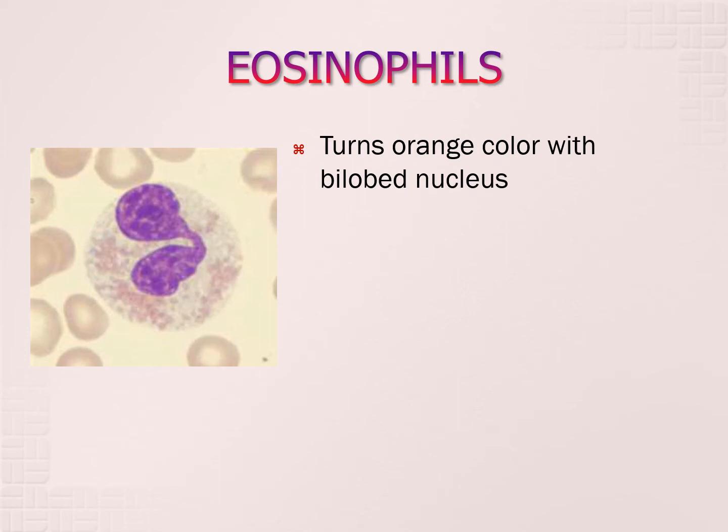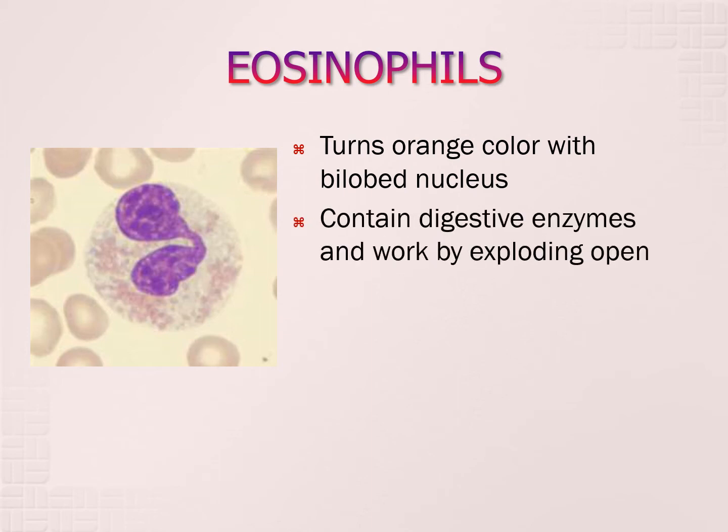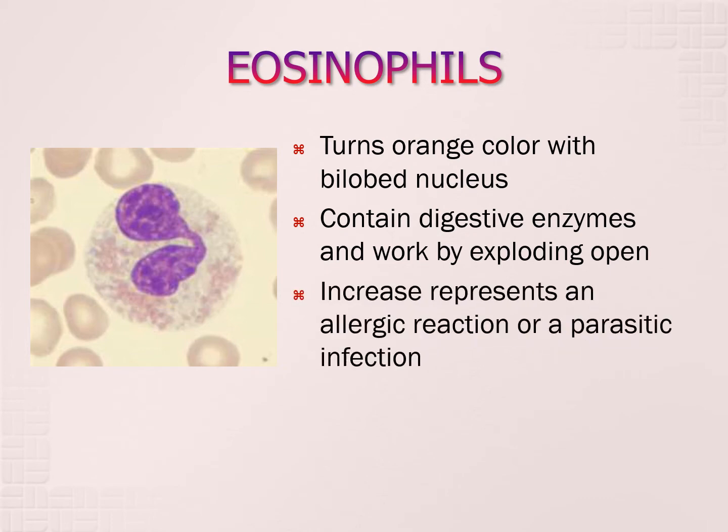And there's still a lot of conversation as to what eosinophils are used for. But we do know that they contain digestive enzymes, and they tend to work by exploding open. But like I said, we tend to not have these in large numbers in our blood. But if a blood test is done and we find these in large numbers, doctors have learned that you're probably fighting off an allergic reaction or a parasitic infection.